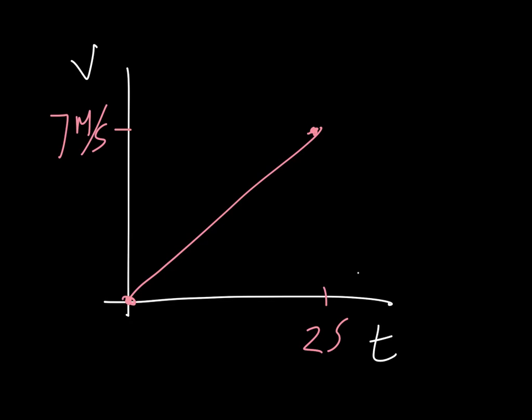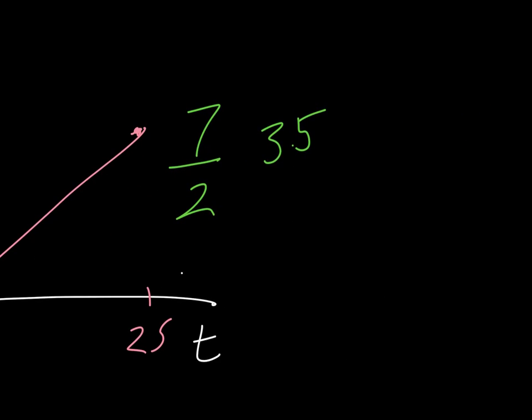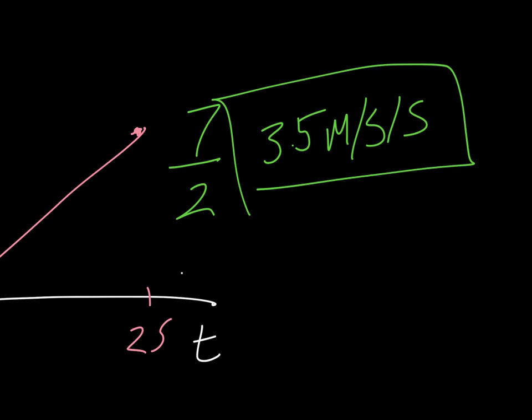Based off of what we just talked about, how do we get acceleration on a velocity time graph? How do we find acceleration on a velocity time graph? Slope. So I need to find the slope of that line. What is the slope of this line? Well, it's rise over run. My rise is 7. My run is 2. 7 over 2 is 3.5. 3.5 what? Meters per second per second. We'll give that a different unit later, but for right now, just meters per second per second.